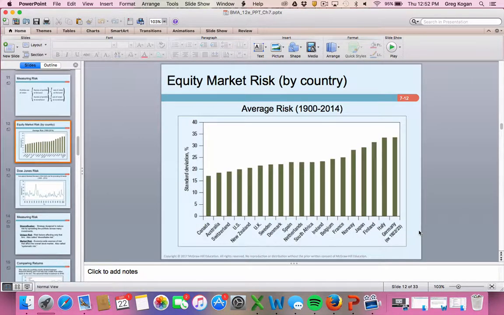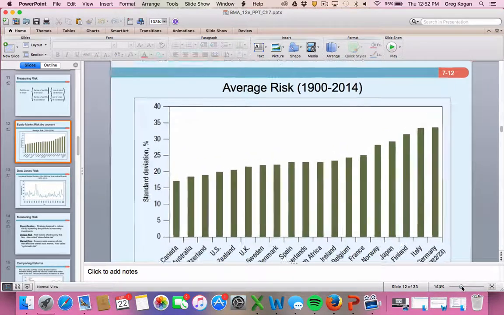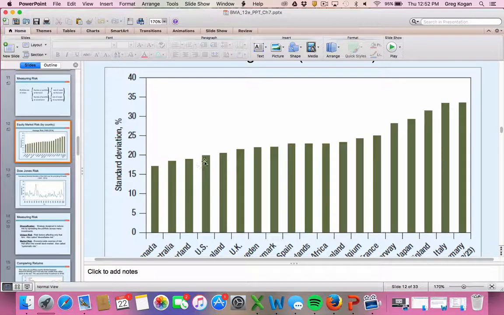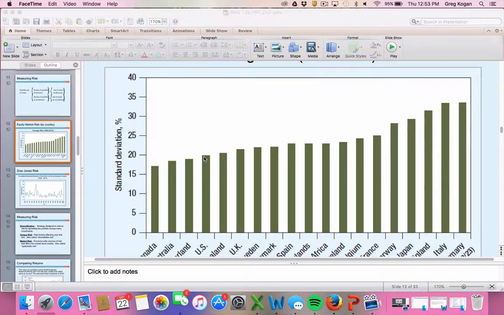So this is equity market risk by country. Risk being standard deviation, you see the US, zoom in a little bit. The US is right here, right around 20. So that means, by the same thing we just talked about, imagine the same thing: it varies by around 20 points from the expected value, which is your risk.